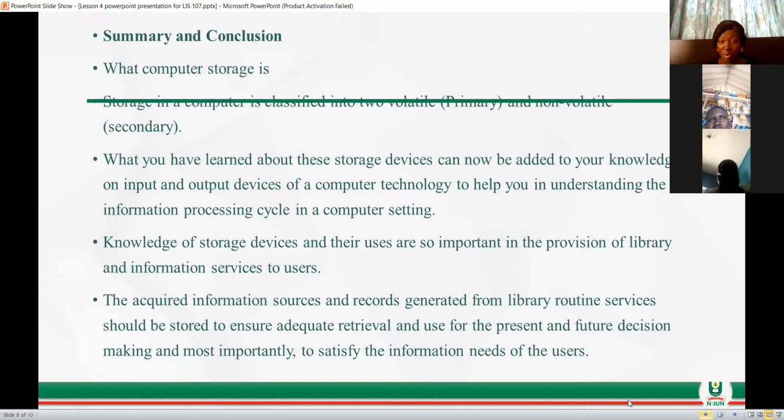Thank you very much. Okay, so today the things that we talked about, since nobody wants to speak, I believe we have questions. We talked about computer storage, and how it can help us in a library. The knowledge of storage devices is important and useful to us as library and information service providers. Any acquired information we generate should be stored and kept for easy and adequate retrieval for use now and in future, most importantly to satisfy the needs of our users. So I'll entertain questions now.